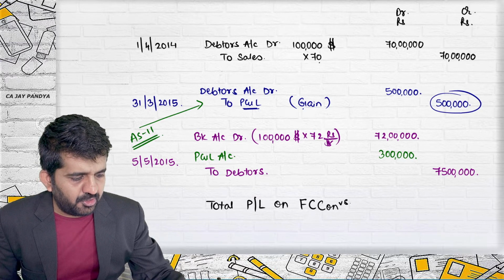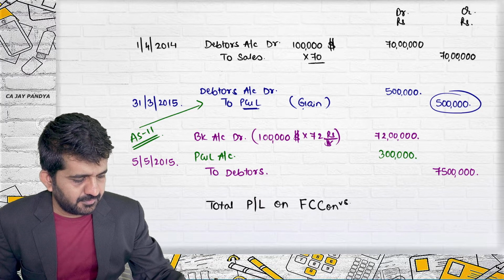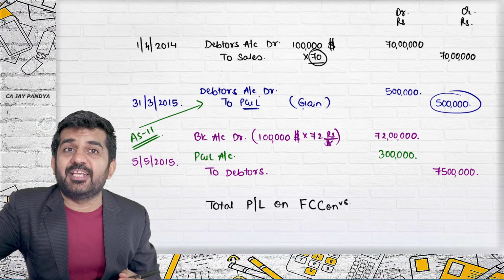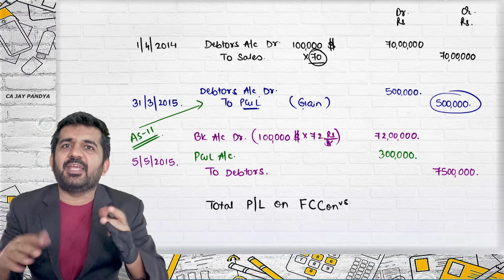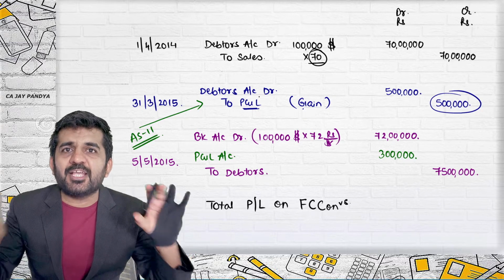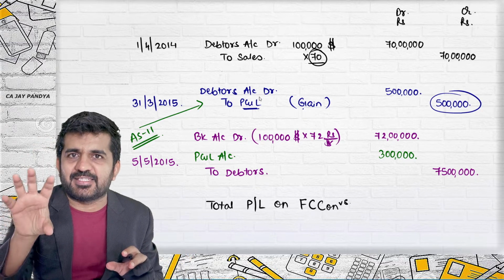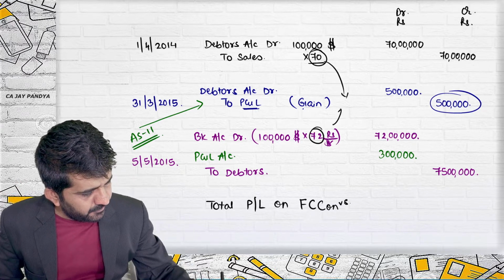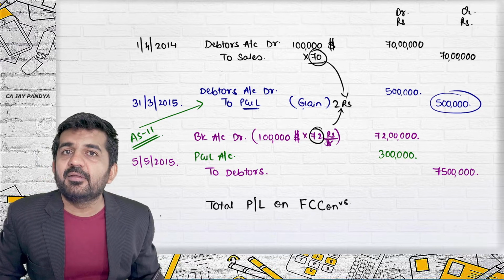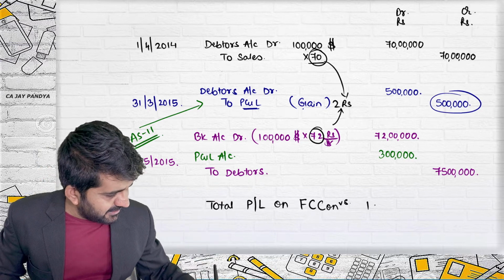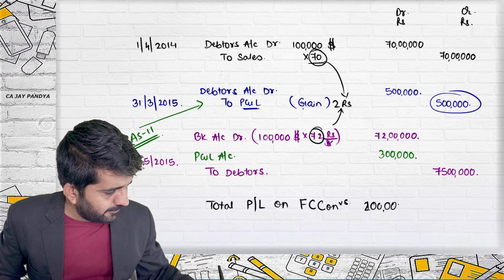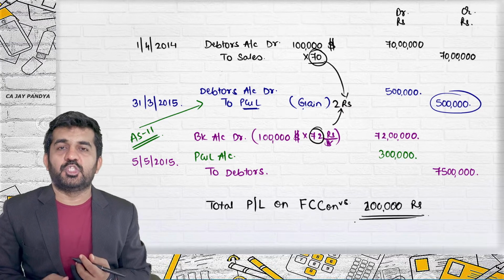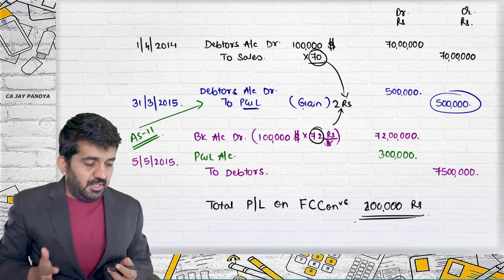At what rate have you recorded your sales? 70. What are you actually receiving? You are selling the goods at 70 and you are receiving 72 rupees. What is the difference? 2 rupees per dollar. Is that all right? Multiplied by 1 lakh is nothing but 2 lakhs. This is the net gain which you are incurring. Is it all right? Now try to concentrate.